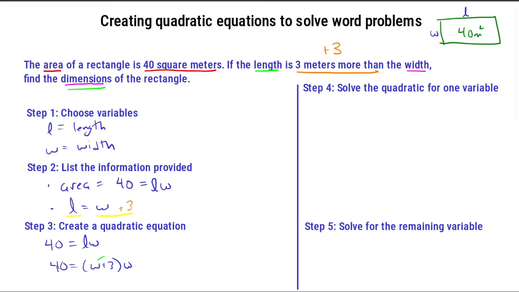And to put it in standard form for a quadratic equation, we distribute, we get W squared plus 3W equals 40. And if we move the 40 over, subtract 40 from both sides, we get 0 equals W squared plus 3W minus 40. And now we have a quadratic in standard form.